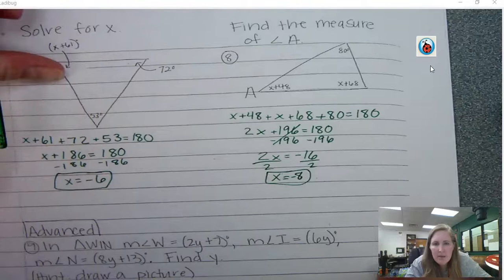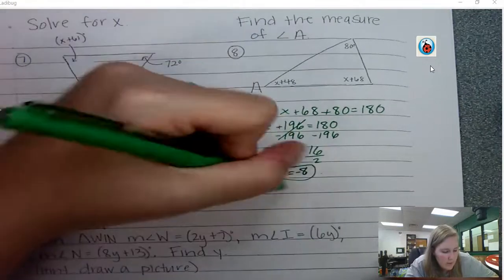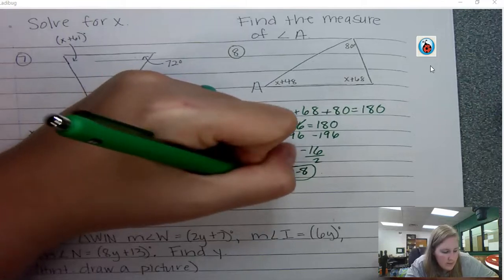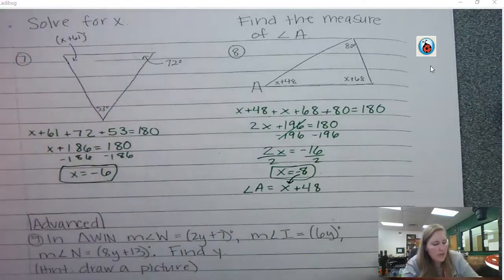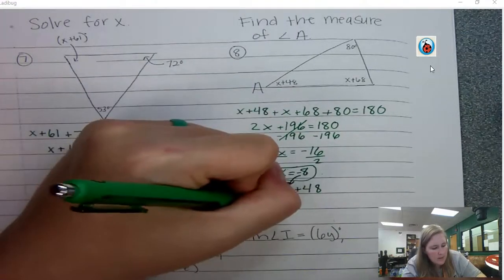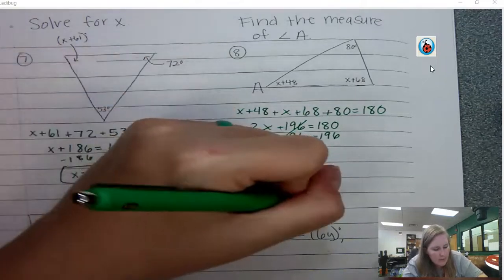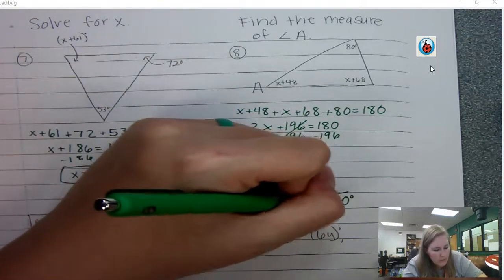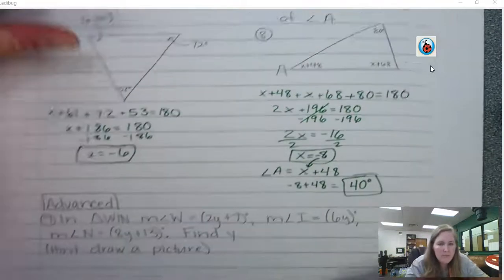is negative 8. Alright, but we want to find the measure of angle A. So angle A is equal to x plus 48. Therefore, we need to plug x in. Negative 8 plus 48 equals 40 degrees. So angle A is 40 degrees.